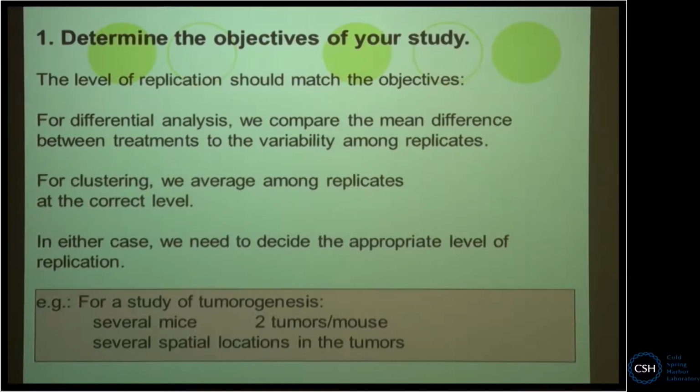So here's an example of a study in which there are several levels of biological variation we want to deal with. Okay, so we do something to the mice that makes them create multiple tumors, and then we might want to ask ourselves several questions. How similar are the tumors in the same mouse? How similar are they in different mice? Are there spatial differences in the tumors? Right? So those are all biological issues. So that's biological variation.